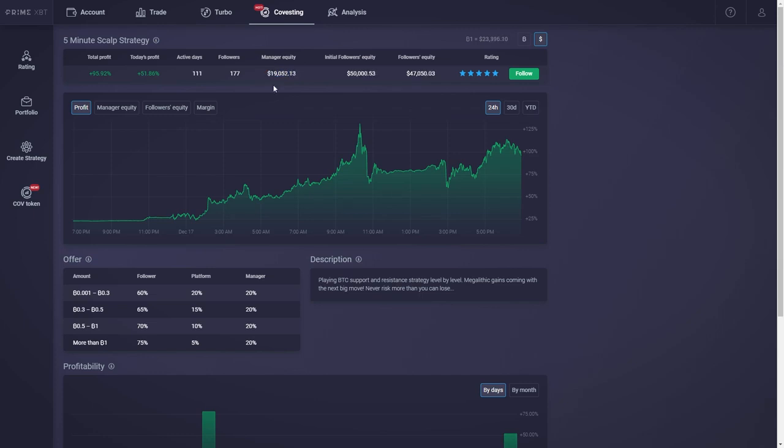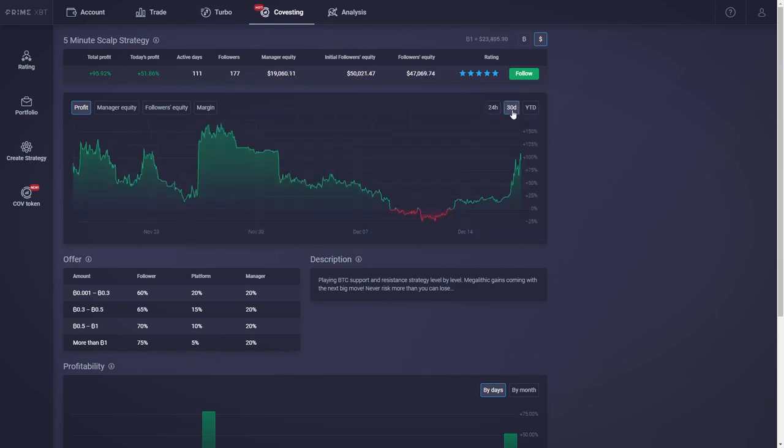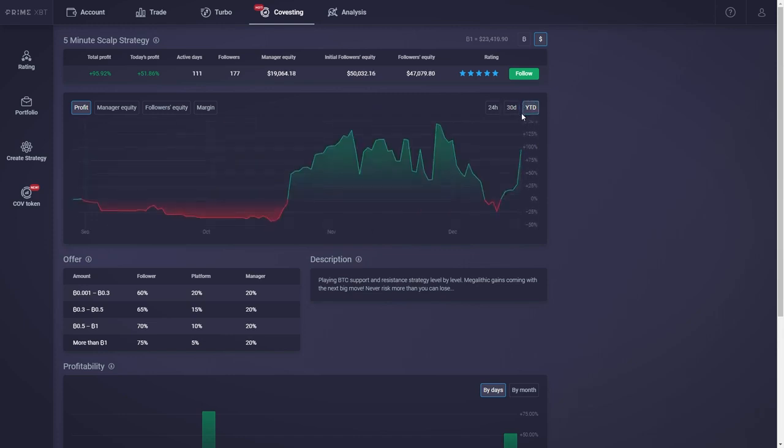So next thing that, in my opinion, you need to pay attention to is the graph down here. So we have the profit, which of course is representing how many percentages this trader has been making in the past 24 hours. And of course, I would not actually look at 24 hours. I would go, for example, in 30 days or maybe even a year right there. And you can see that this trader actually has not actually been profitable the whole year.